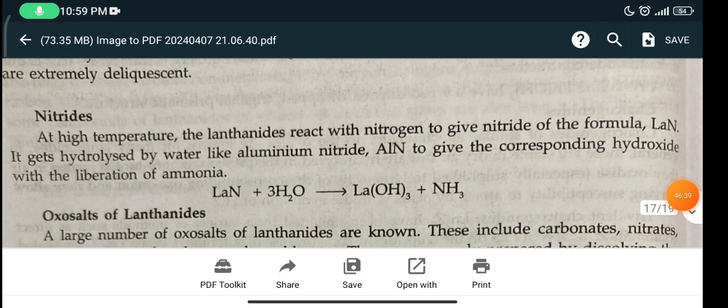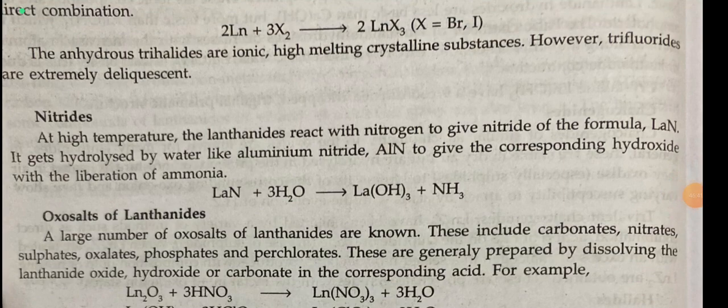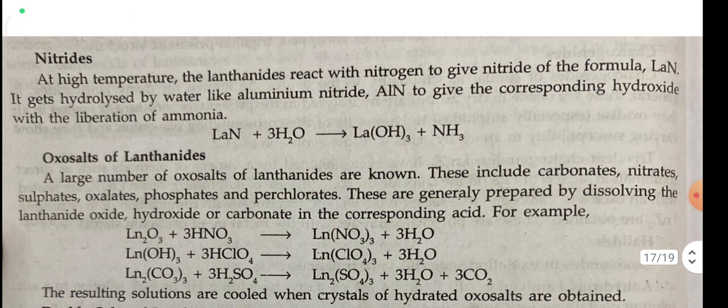Nitrides. At high temperature, the lanthanides react with nitrogen to give nitrides of the formula LnN. It gets hydrolyzed by water like aluminum nitride, AlN, to give the corresponding hydroxide with liberation of ammonia.